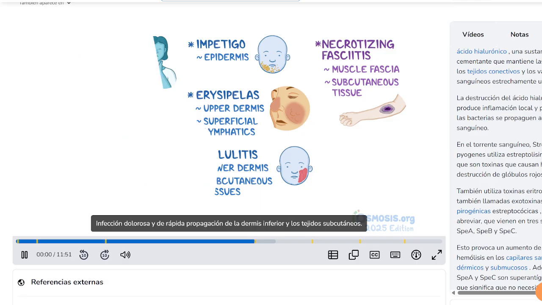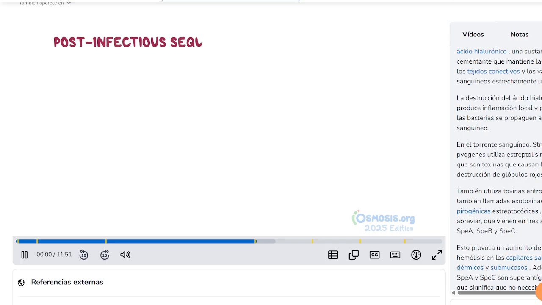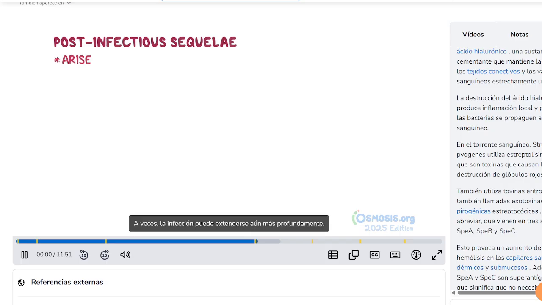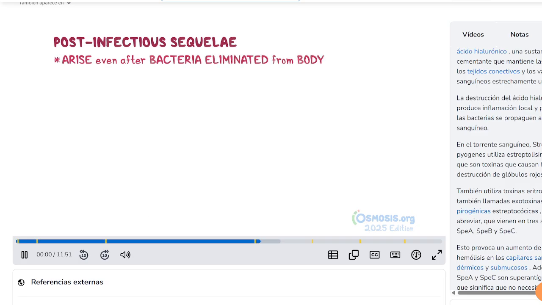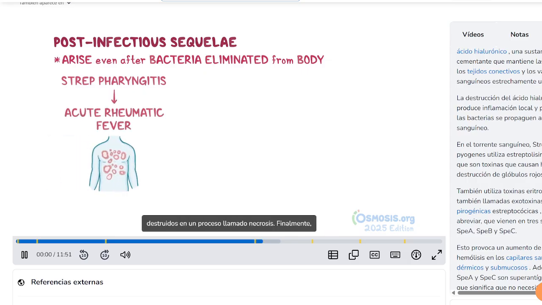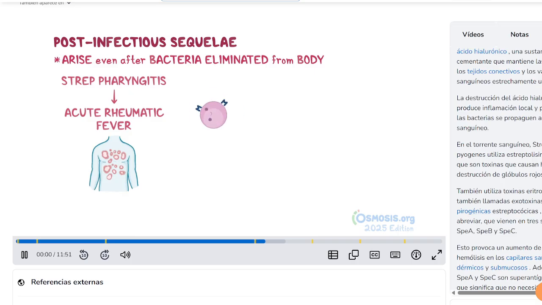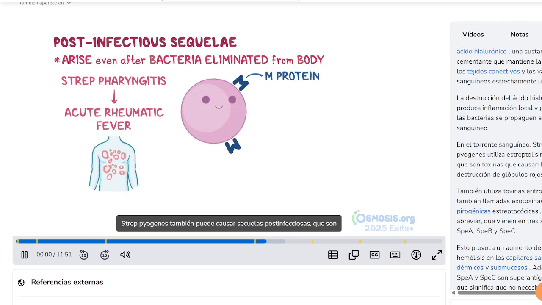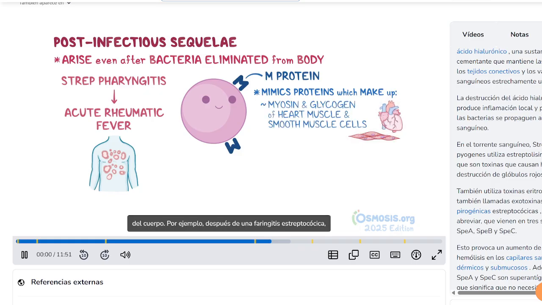Finally, strep pyogenes can also cause post-infectious sequelae, which are complications that arise even after the bacteria has been eliminated from the body. For example, following strep pharyngitis, there may be acute rheumatic fever, or ARF for short. This complication arises because strep pyogenes has a bacterial M protein that mimics the structure of some proteins which make up some tissues of the body, like the myosin and glycogen of heart muscle and smooth muscle cells.